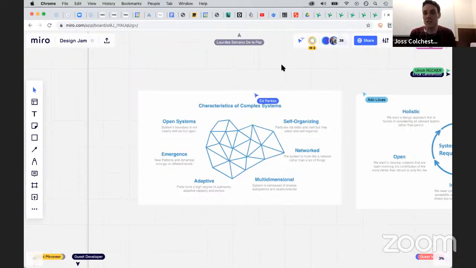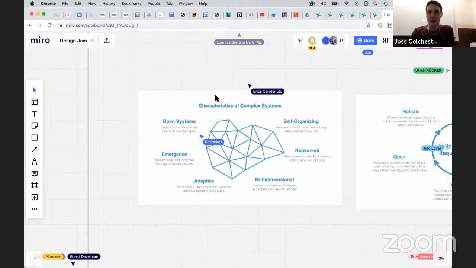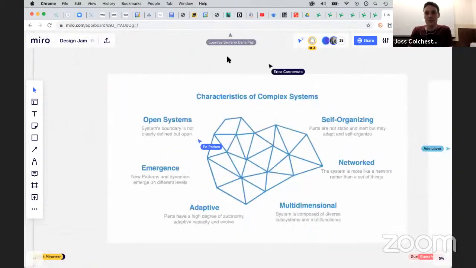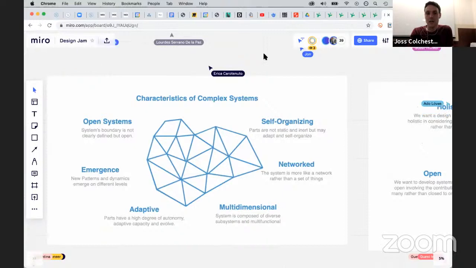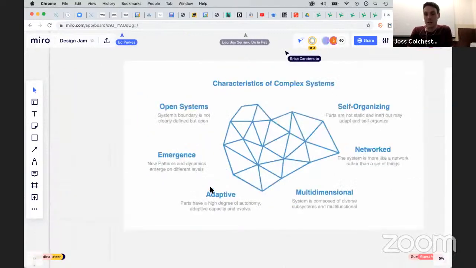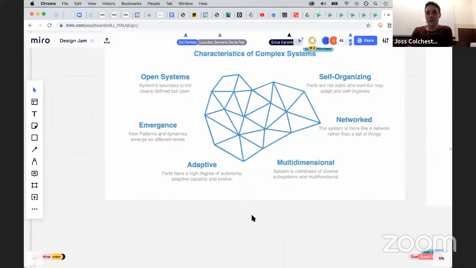And these are some of the characteristics of complex systems that you may be familiar with. They're open, they're not closed systems. A chair is kind of a closed system. You can say where the boundary is. It's quite simple to get your hands around it. These sorts of things are not like that at all. The system boundary is not clearly defined, but it's open. They're emergent. New patterns and dynamics emerge on different levels. They're kind of alive, right? Not like a chair, it's just sitting there. It's not going to jump up and run around. That's unlike an organization. An organization is alive and it's continuously creating new patterns and so forth.